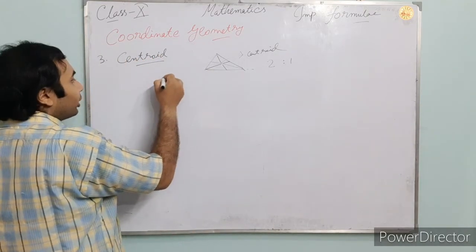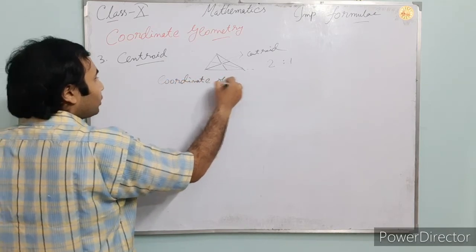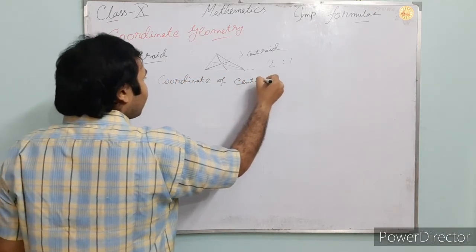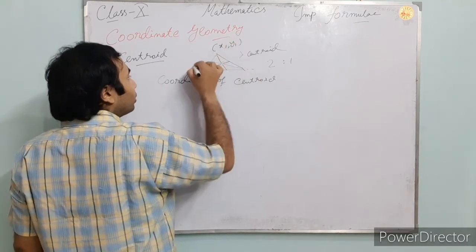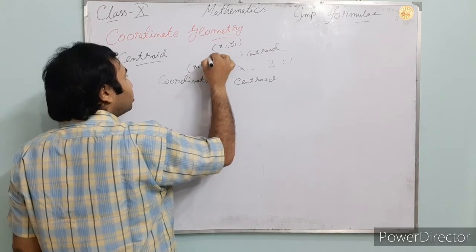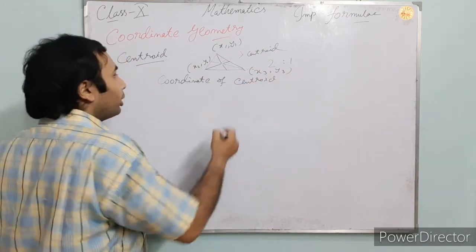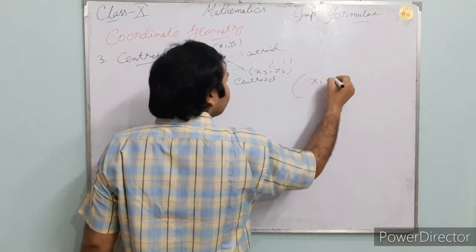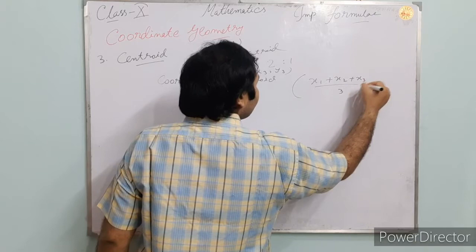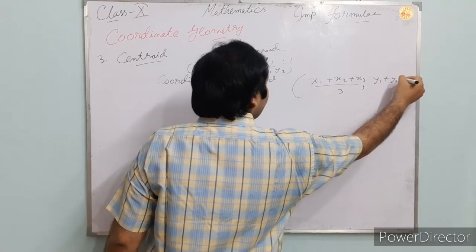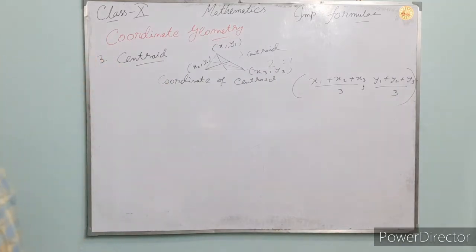Coordinate of centroid, when those points are x1, y1, this is x2, y2 and this is x3, y3, then the coordinate of the centroid is very easy: (x1 plus x2 plus x3) by 3 and (y1 plus y2 plus y3) by 3.